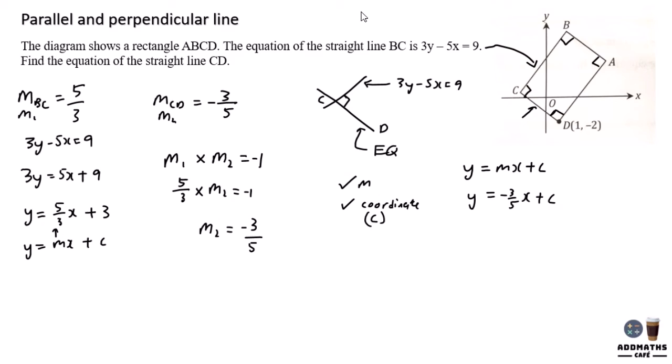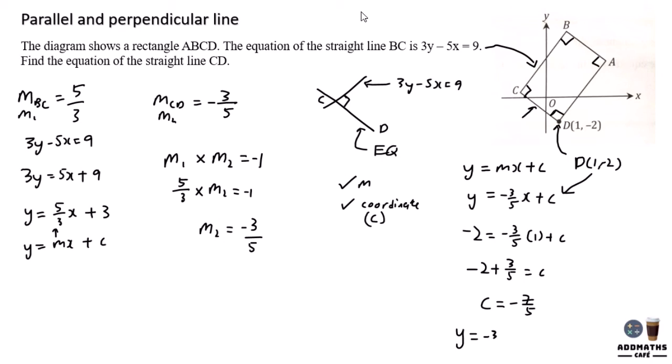And let's see the CD equation. I have a coordinate on D. So I can apply this coordinate into this equation to find c. So I know it's -2 equal to -3 over 5 times 1 plus c, and -2 plus 3 over 5 equal to c. C will then equal -7 over 5. At the end, apply your c back to the original equation, and this is your final answer.